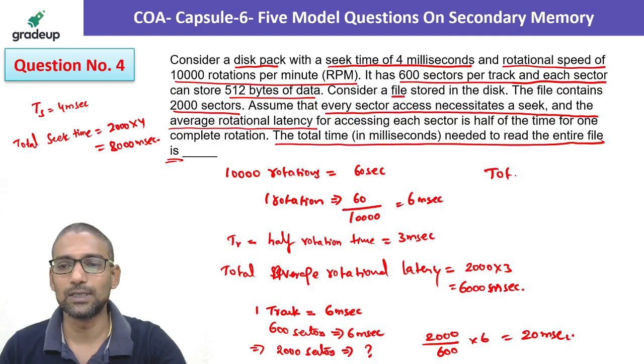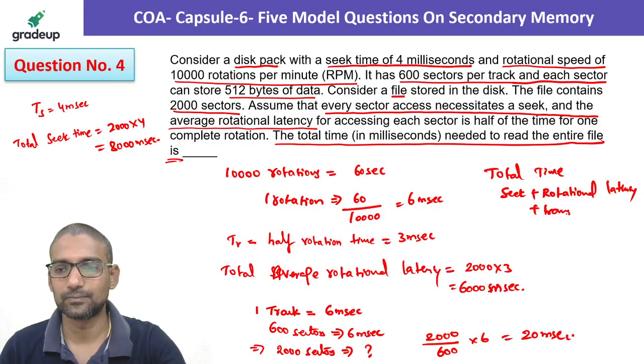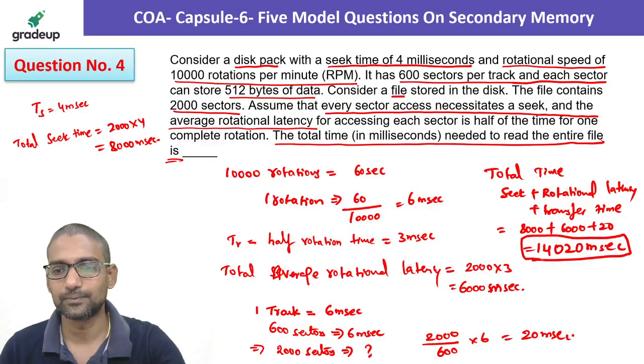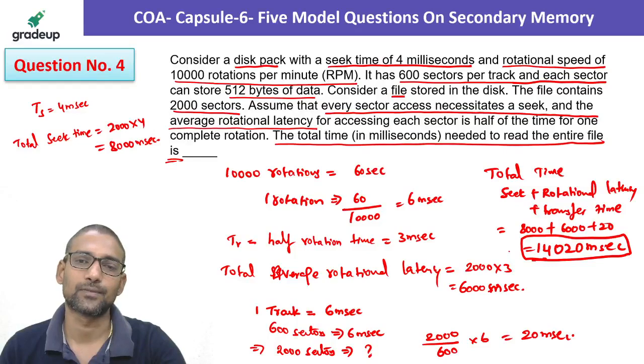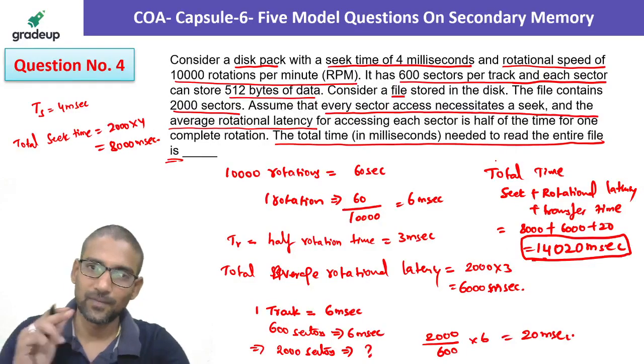So the total time is seek time, average rotational latency plus transfer time. So this is 8000 plus 6000 plus 20, 14,020 milliseconds. This is the total time. Got it? Last question.